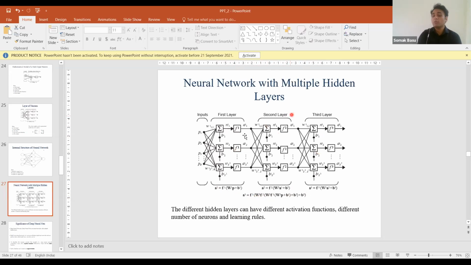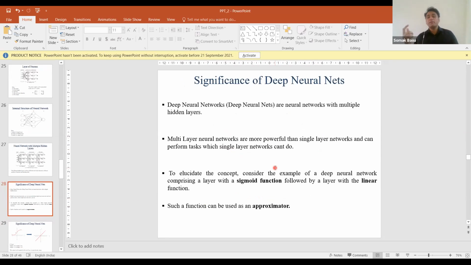So the output of the second layer becomes the input to the third layer, and so on. Generally, these types of neural networks with multiple hidden layers can serve much more purpose. We'll just take one example maybe. So let us take one example.